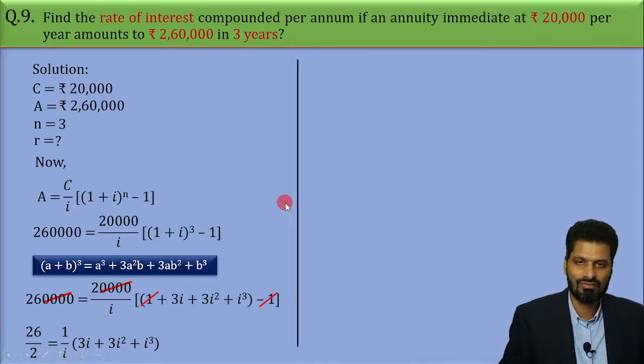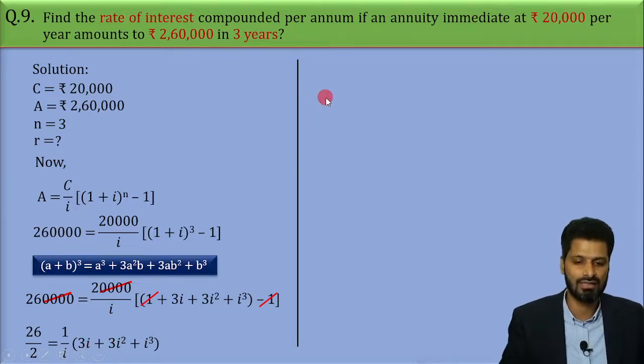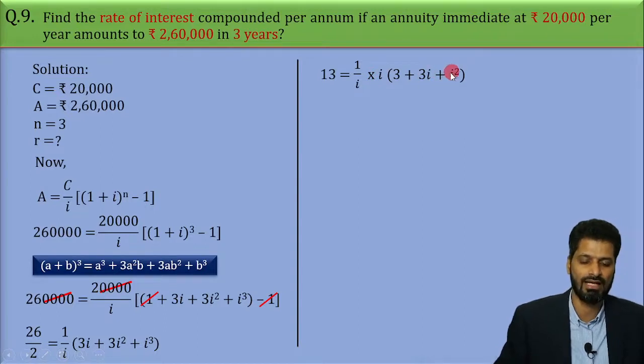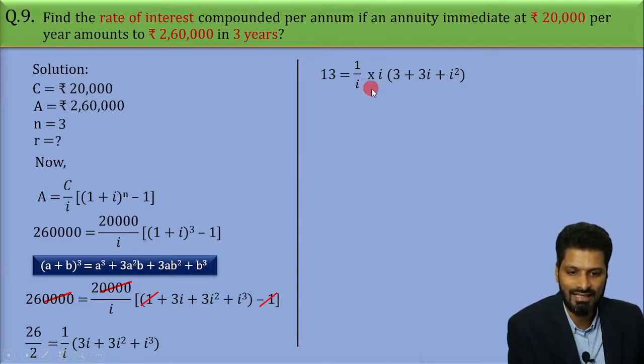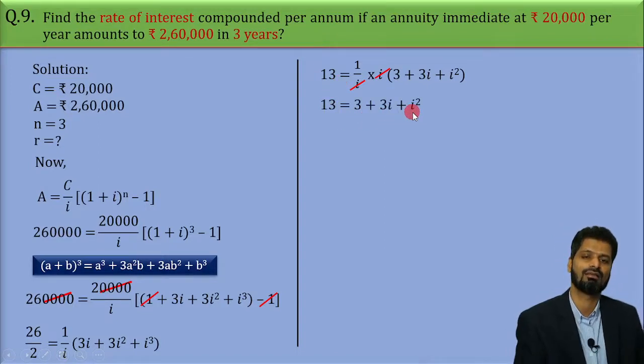Now in the next step, simplifying further, 26 upon 2 will give us 13. And from this entire bracket, what can we take common? Yes, everywhere you can see I. So you can take I outside the bracket. The next step will give you 13 equals 1 upon I, and taking I common from these 3 terms we get I into (3 plus 3I plus I square). Now again eliminating I and I, we are finally left with 13 equals 3 plus 3I plus I square.